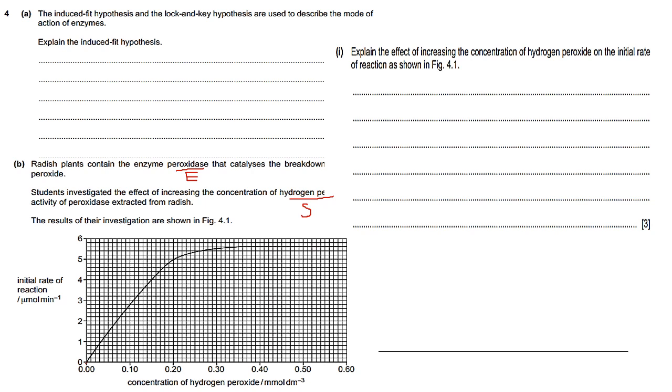Okay, so the question says, explain the effect of increasing the concentration of hydrogen peroxide on the initial rate of reaction as shown in figure 4.1, and this is for 3 marks. So first things first that you need to say is that in this case, between 0.0 millimole per dm cube to about, let me see over here, this is the initial rate of reaction, by the way, just over there.